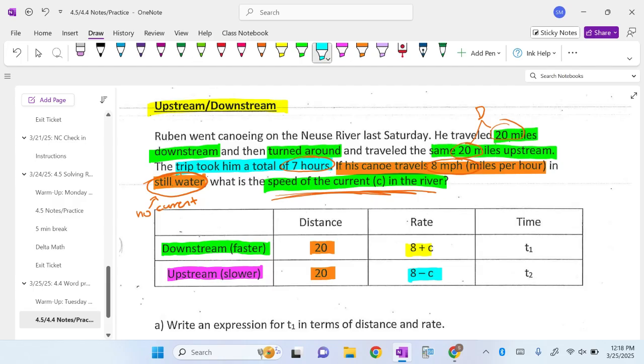Now, they said the total trip took 7 hours. However, the reason that I'm using T1 and T2 is that these individual variables are just the time for one trip, so one way. So the round trip, if you added these together, would equal 7 hours. All right? But we don't know how long they took for each individual trip.